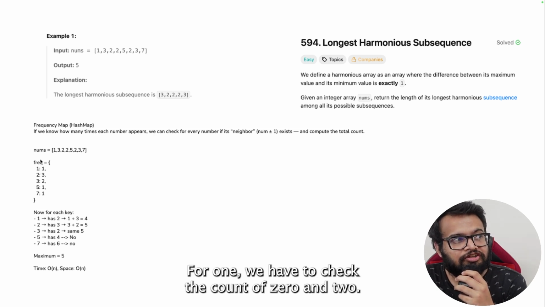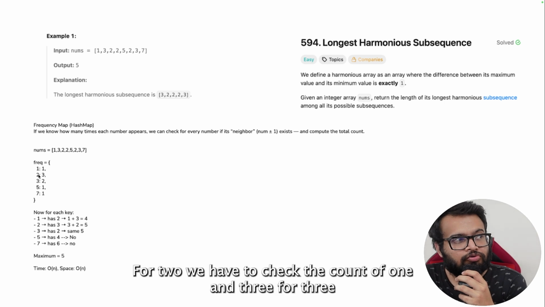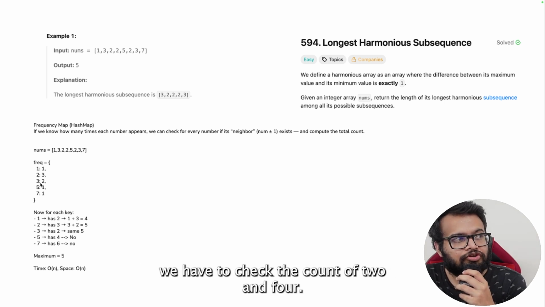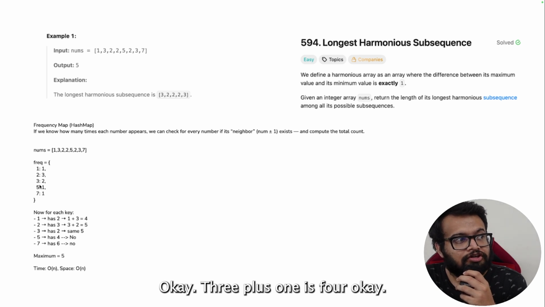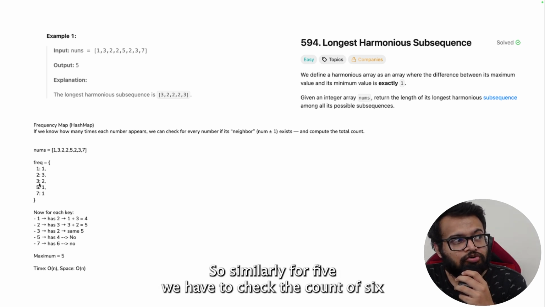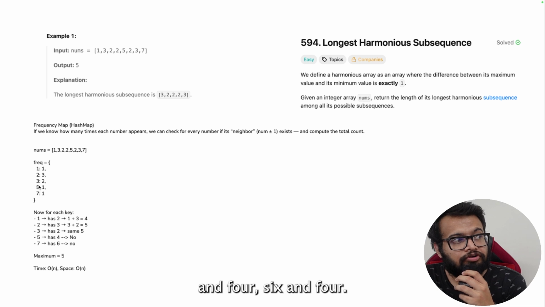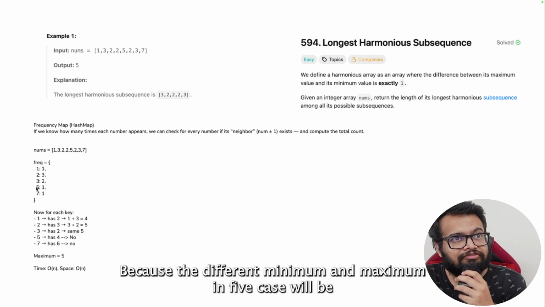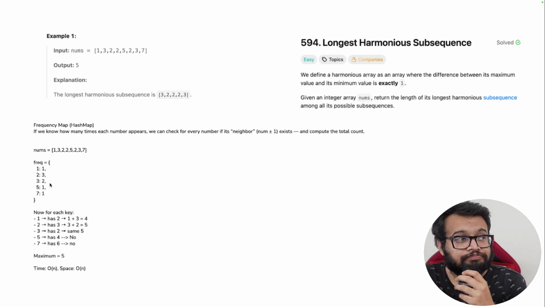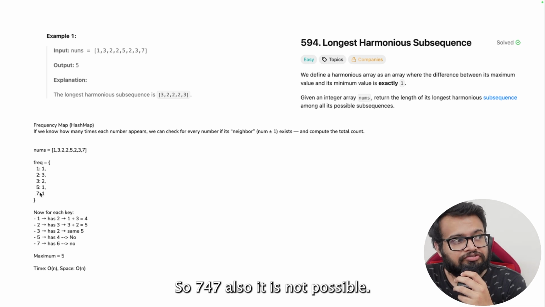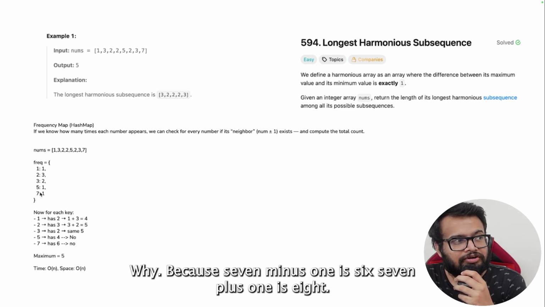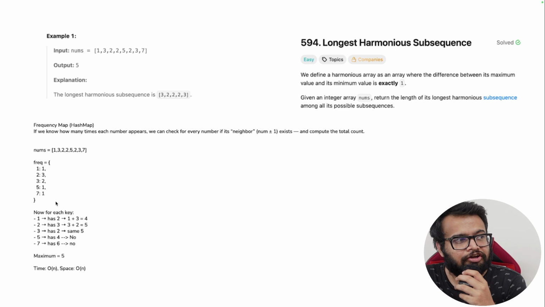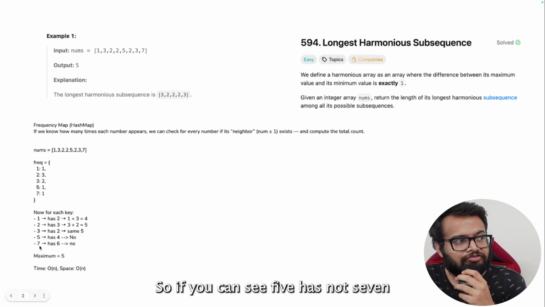For 1, we have to check the count of 0 and 2. For 2, we have to check the count of 1 and 3. For 3, we have to check the count of 2 and 4. 3 plus 1 is 4. Similarly for 5, we have to check the count of 6 and 4. But 6 and 4 don't exist, so for 5, it's not possible. Because the difference of minimum and maximum in the 5 case will be itself, which is 0. So for 7 also it is not possible. Why? Because 7 minus 1 is 6, 7 plus 1 is 8. So 5 has none, 7 has none.